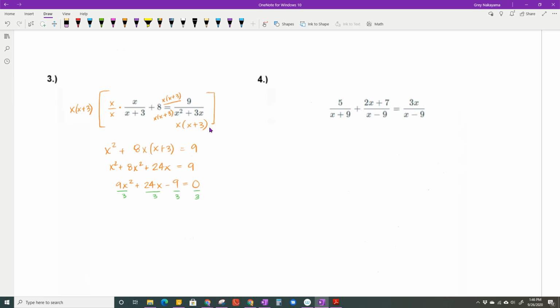So I'm dividing everything by 3, which is going to give me 3x squared plus 8x minus 3 equals 0.